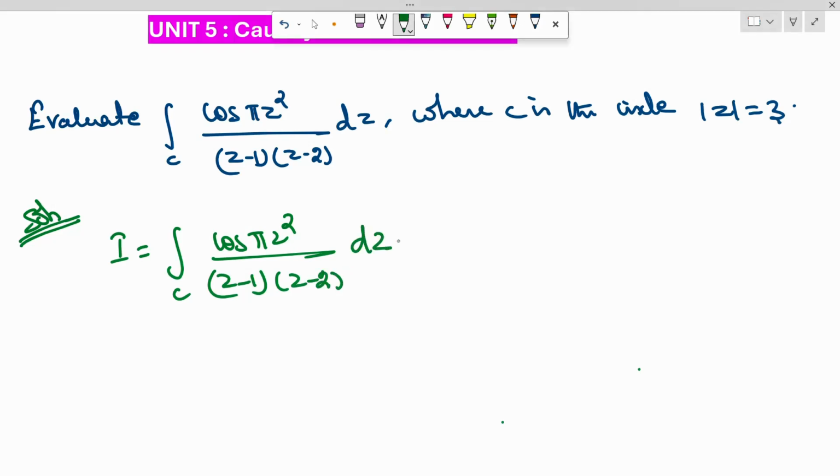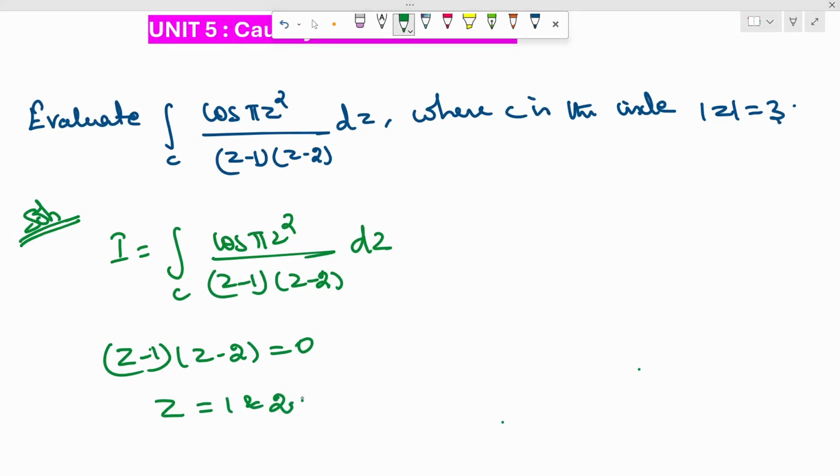Here, using Cauchy's residue theorem, we are going to find the value of this integral without integrating with respect to z. In step 1, find the poles. Equate the denominator term to 0: (z − 1)(z − 2) = 0. Then we can write z equals 1 and 2.